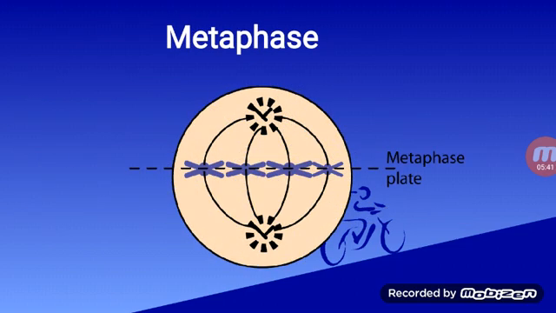You can see from this diagram all the chromosomes are aligned on a straight line which is known as the equator. When the chromosomes arrange themselves on the equator plate, this is known as the metaphase plate.